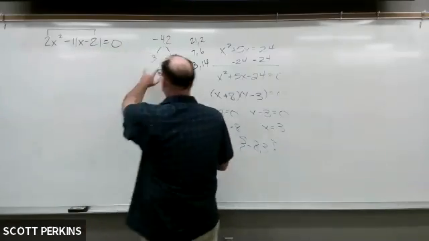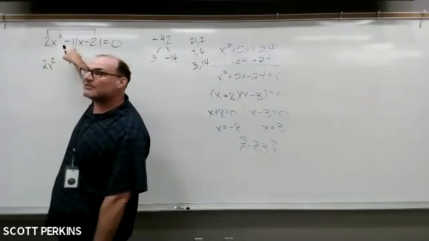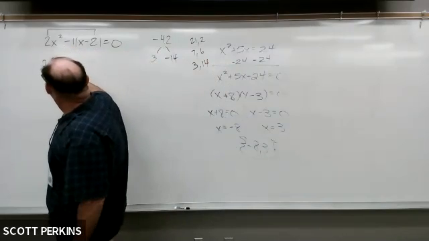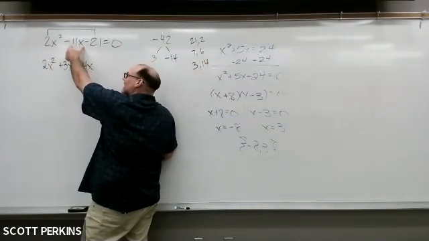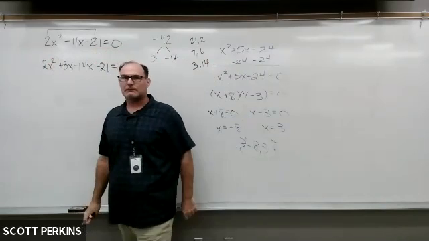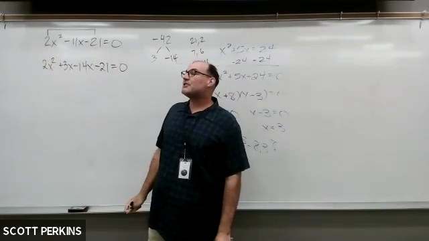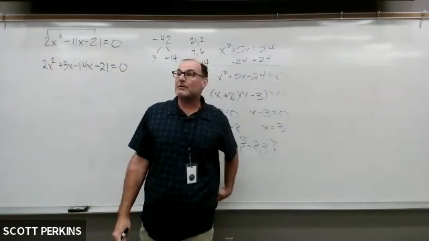So what I'm going to do with these two numbers now is I'm going to say, instead of a negative 11x here, I'm going to make it 3x minus 14x. What I've done is I've expanded this into 2 terms. The reason you would want to do this is now I can factor by grouping, and I'm just about done factoring.